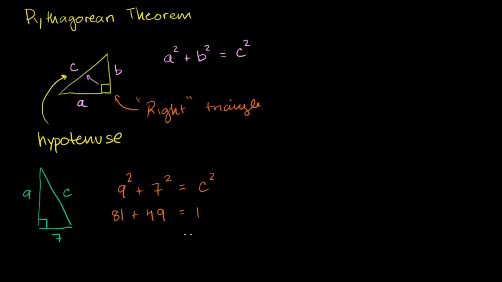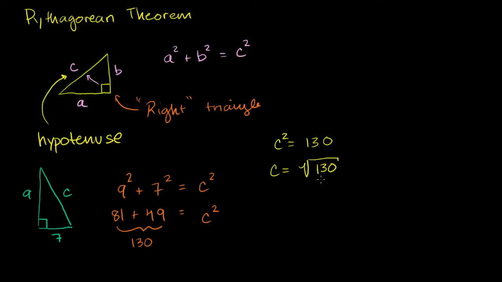So let me write it this way. The left-hand side is going to be equal to 130. And that is equal to c squared. So what's c going to be equal to? Let me rewrite it over here. C squared is equal to 130. Or we could say that c is equal to the square root of 130. And notice, I'm only taking the principal root here, because c has to be positive. We're dealing with a distance. So we can't take the negative square root. So we'll only take the principal square root right here.